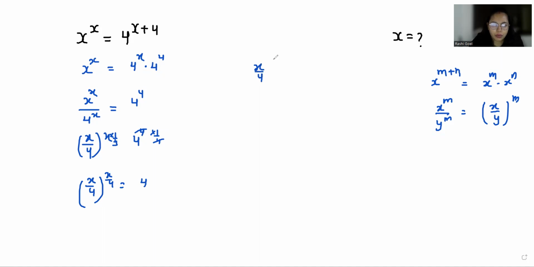So (x by 4)^(x by 4) is equal to 2 square; we can write 4 as 2 square. So now if we compare both sides, x by 4 is equal to 2. The value of x is 8.